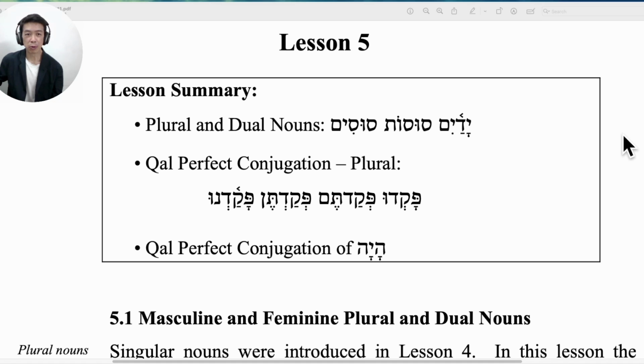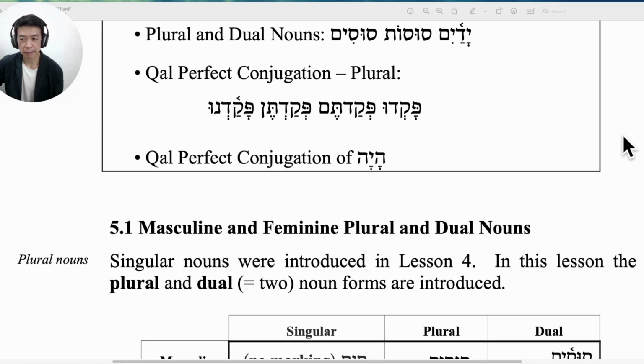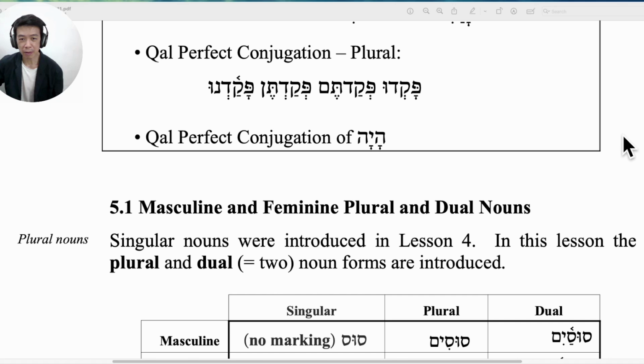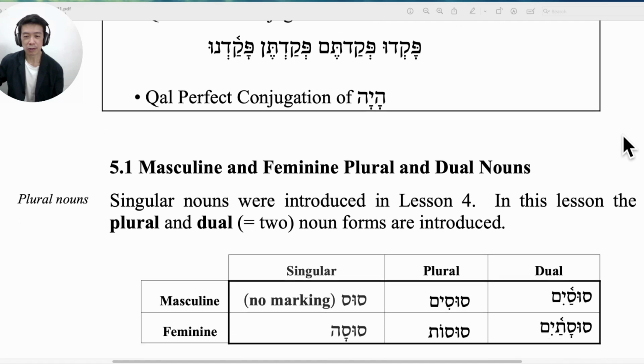We're going to take a look at plural and dual nouns, perfect conjugation for plural, and perfect conjugation for hayah, which means be. Masculine and feminine plural and dual nouns. Singular nouns were introduced in lesson 4. In this lesson, the plural and dual, meaning two, noun forms are introduced.